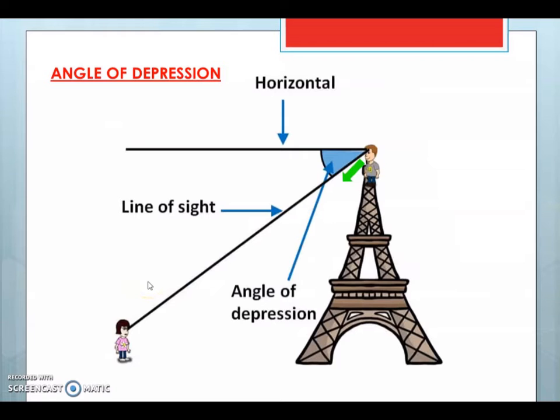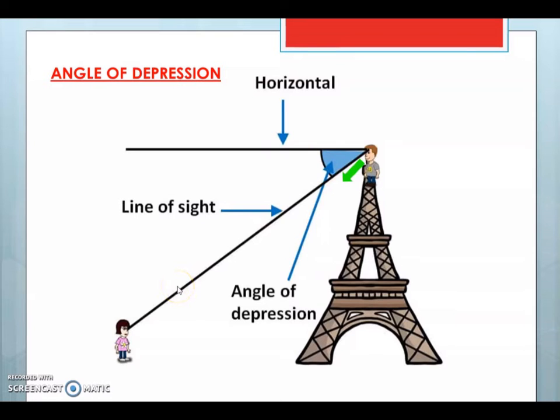The next you have angle of depression. Now angle of depression is when you are standing at a higher point and you are viewing an object which is lower. So you have to lower your head to view that object and the line of sight will go down this way. Horizontal is here on top and your line of sight is below the horizontal. That time this angle formed between the line of sight and the horizontal, that is known as angle of depression.